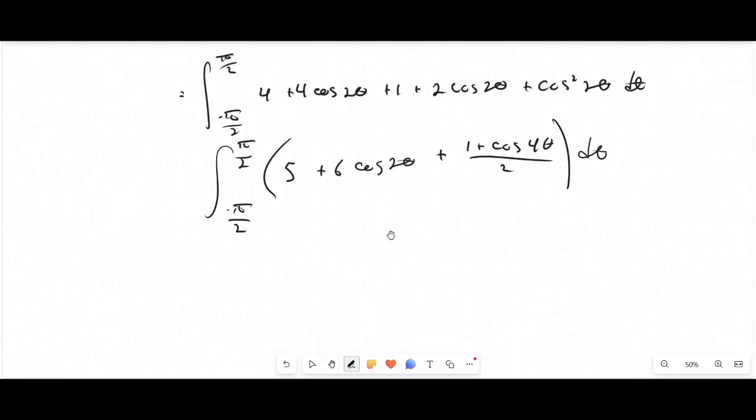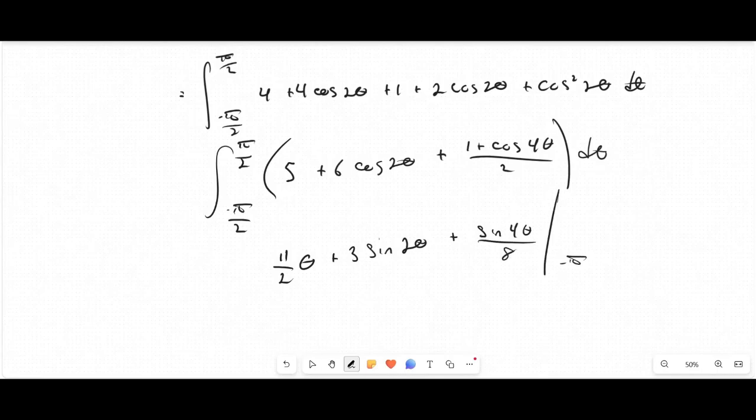Maybe I'll do one more step and stop. I just want to make sure we're good. So if I group 5, so 11 halves. So okay, the 5 and the 1 half is 11 halves. Integrate that, you get 11 halves theta. 6 cosine 2 theta, that integrates to, I don't know, positive, 3 sine 2 theta. If you differentiate this, you get the 6 cosine. And then I've got plus the cosine 4 theta over 2, and that's going to integrate to sine 4 theta over 8 from negative pi over 2 to pi over 2.